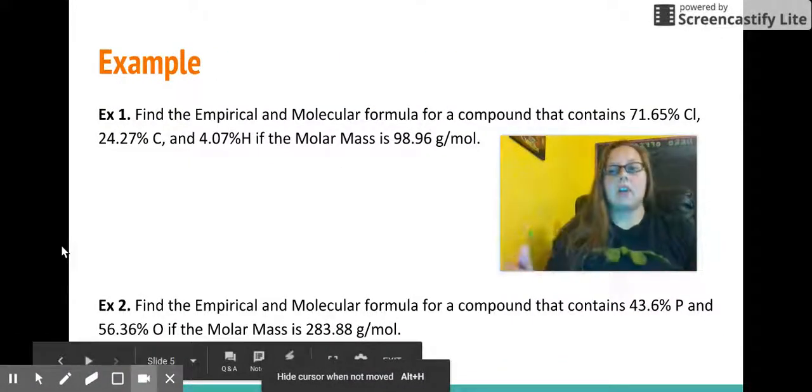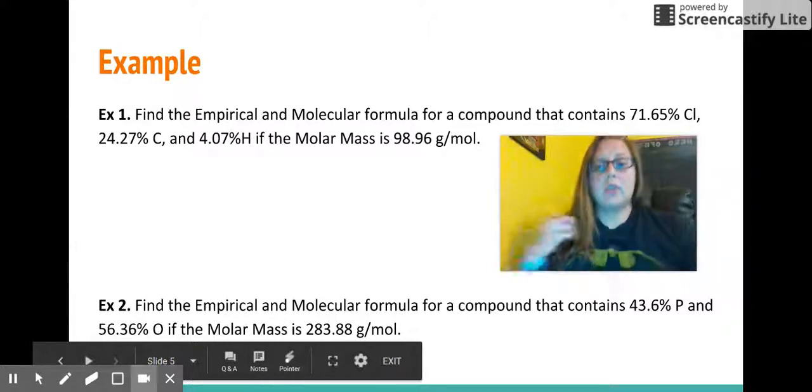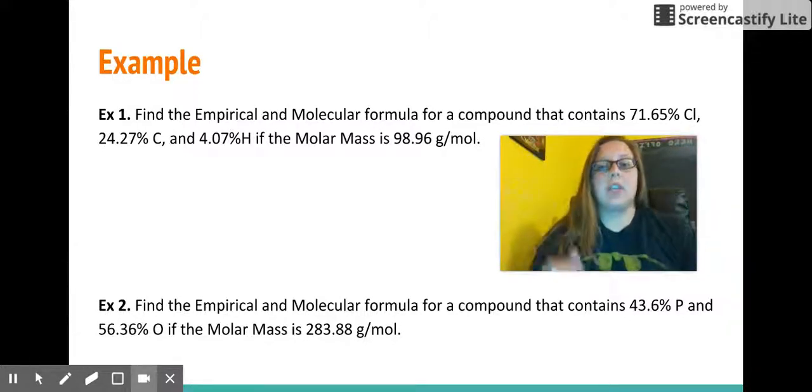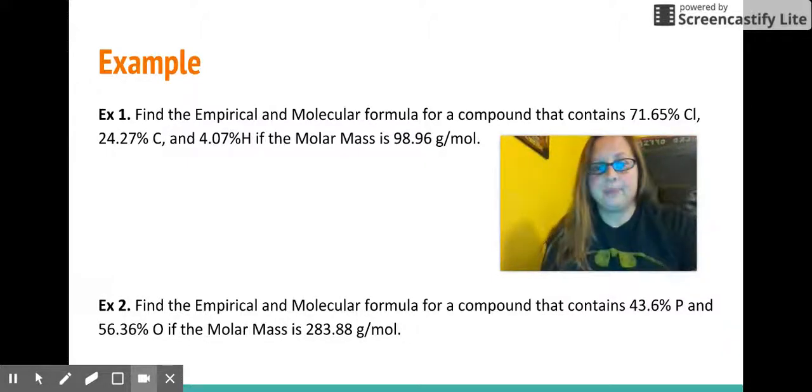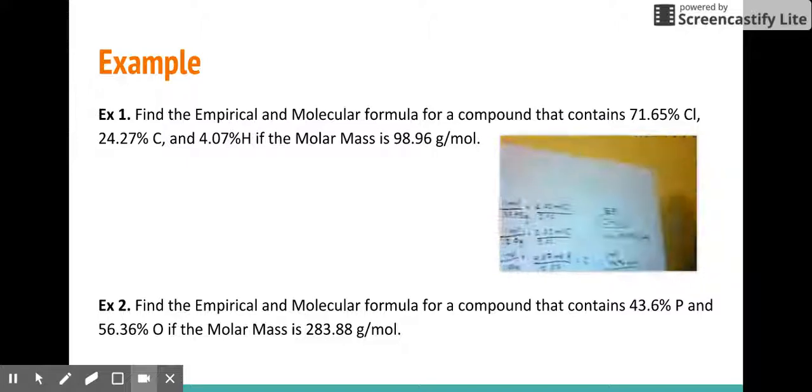Okay, so now let's go through an example. So what we want to do here is find the empirical and molecular formula for the compound that contains Cl, C, and H. We also are given a molar mass that's 98.96. So this is the actual molar mass that's given to us. We don't have to find it some way. And this is going to help us for the molecular formula. So I have it written over here on the board of how we're going to work that out. We're going to go through step by step.